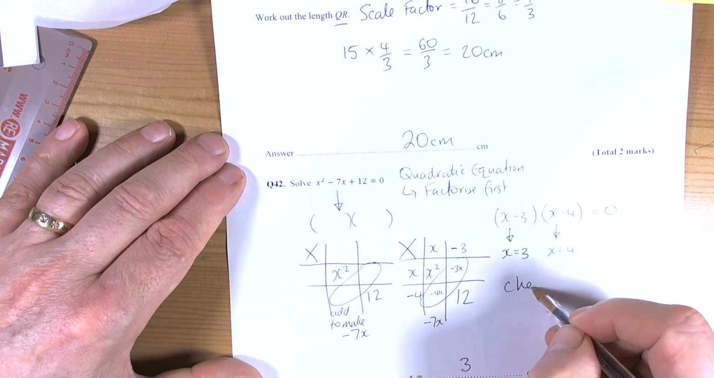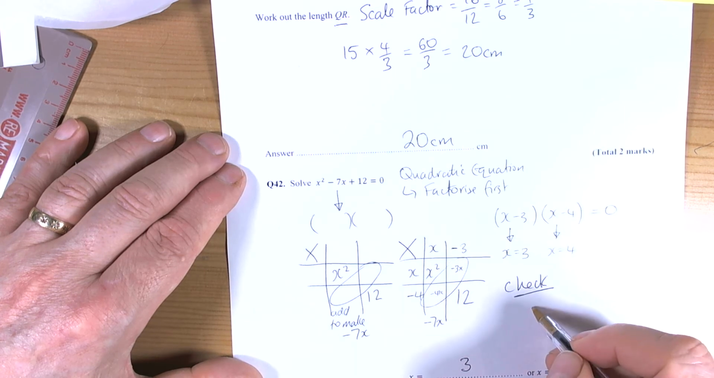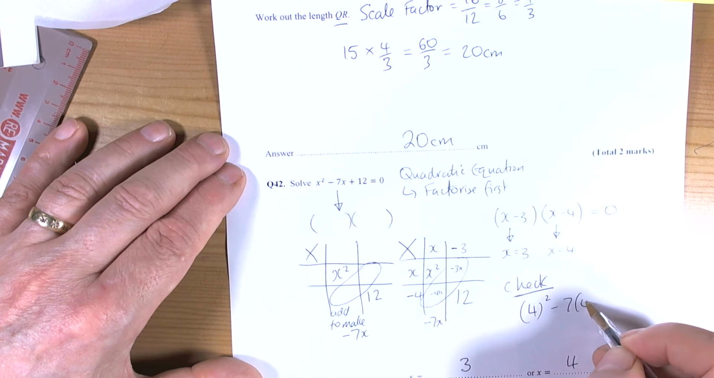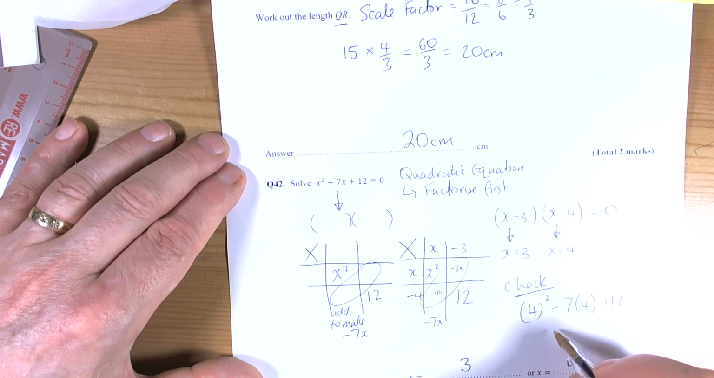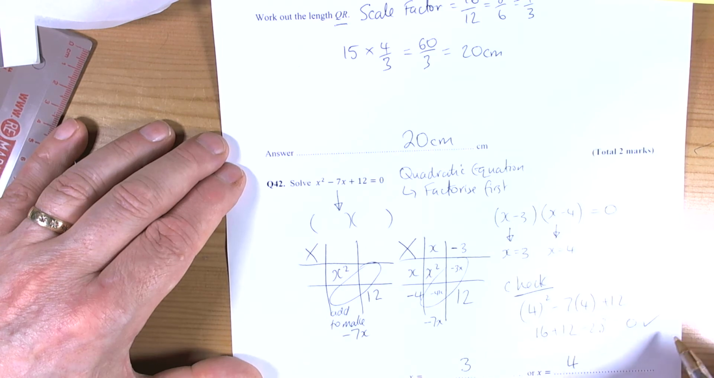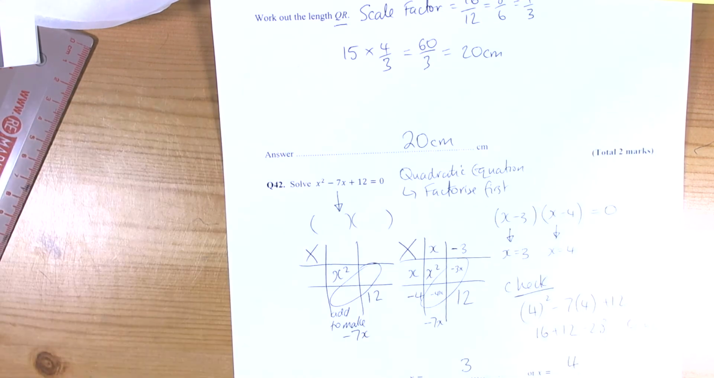And we should check that it works. So the way we do that is substitute one of the values in. So 4 squared, take away 7 lots of 4 plus 12, and we want this answer to be 0. So we've got 4 squared, which is 16, we've got plus 12, and then we've got take away 28, and that gives us 0. So we can be quite happy we've done what we needed to.